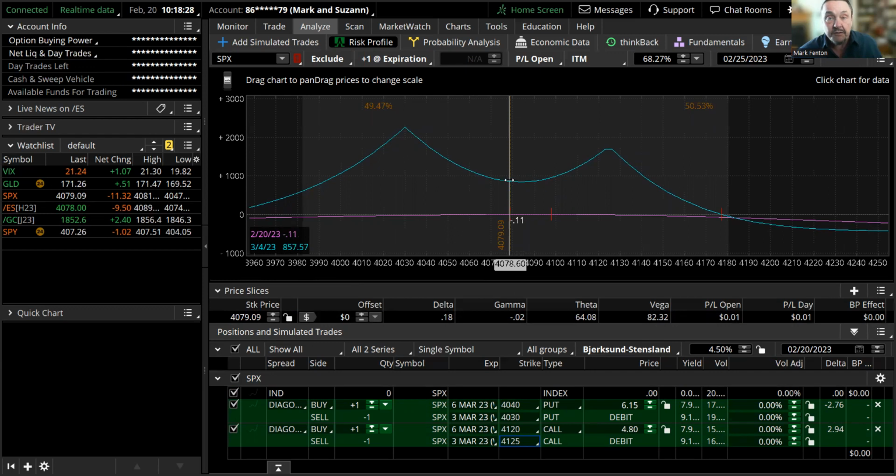So I hope you've enjoyed going over this strategy. It should be another one you could practice on paper and put maybe into your arsenal someday if it's right for you.